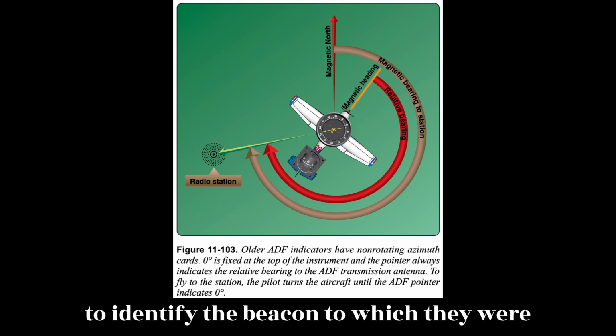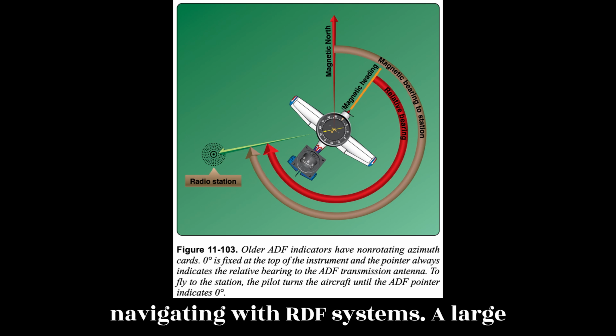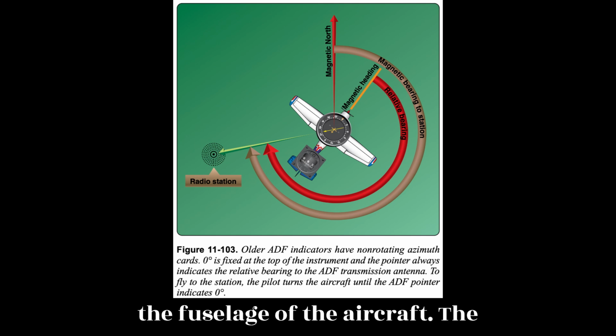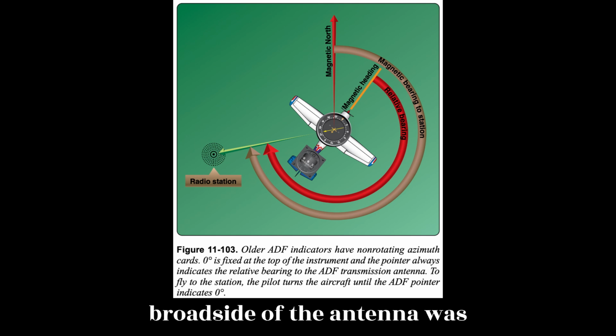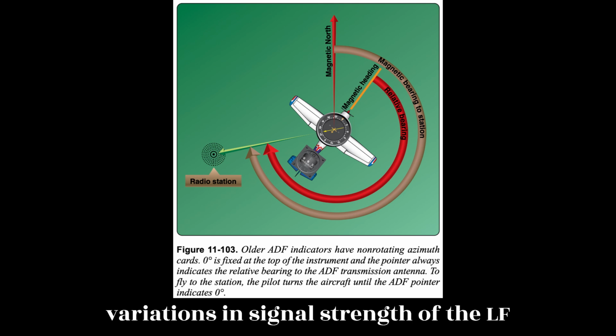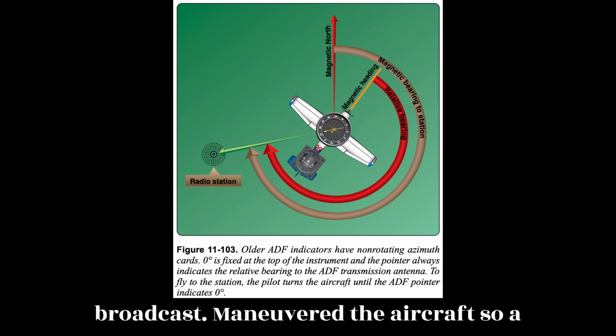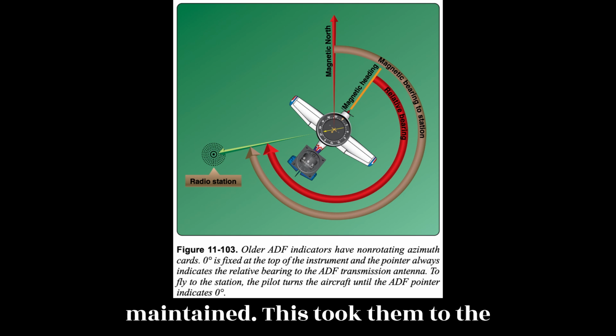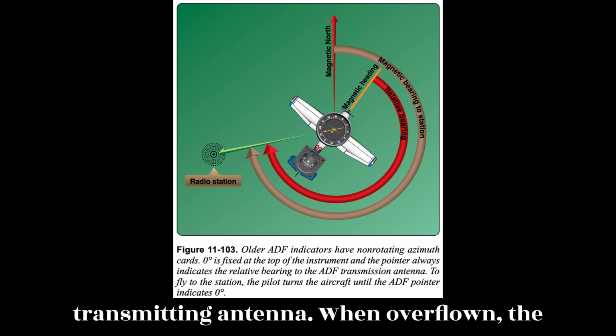The NDB signals were modulated with unique Morse code pulses that enabled the pilot to identify the beacon to which they were navigating. With RDF systems, a large rigid loop antenna was installed inside the fuselage of the aircraft. The broadside of the antenna was perpendicular to the aircraft's longitudinal axis. The pilot listened for variations in signal strength of the LF broadcast and maneuvered the aircraft so a gradually increasing null signal was maintained. This took them to the transmitting antenna.